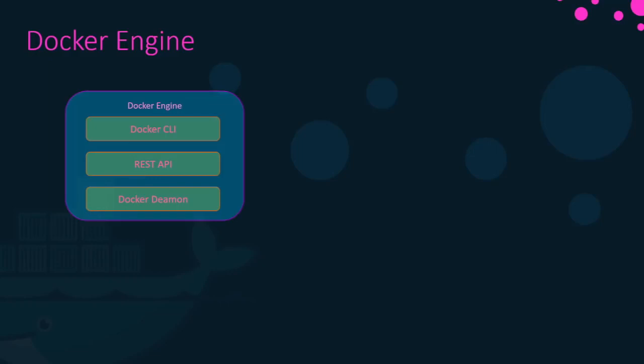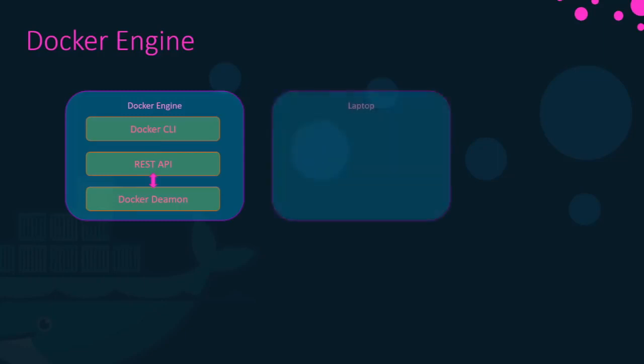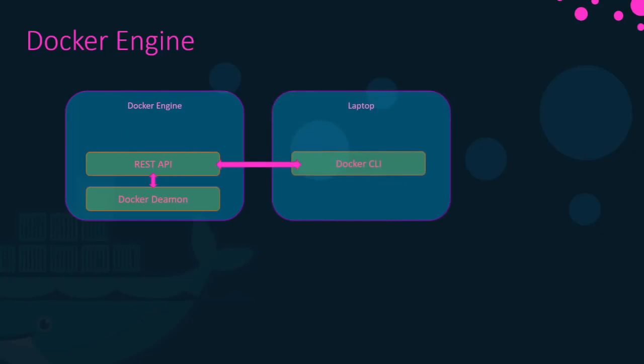And the Docker CLI is nothing but the command line interface that we've been using until now to perform actions such as running a container, stopping containers, destroying images, etc. It uses the REST API to interact with the Docker daemon. Something to note here is that the Docker CLI need not necessarily be on the same host. It could be on another system, like a laptop, and can still work with a remote Docker engine.